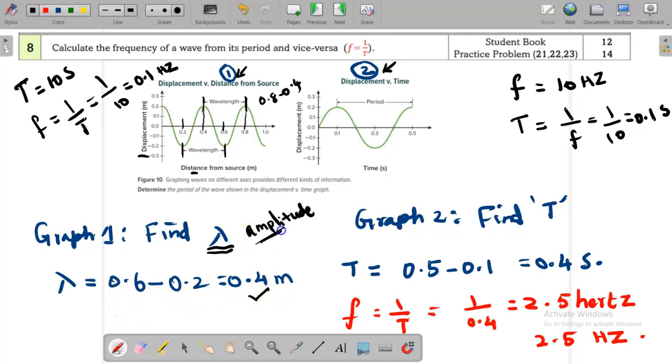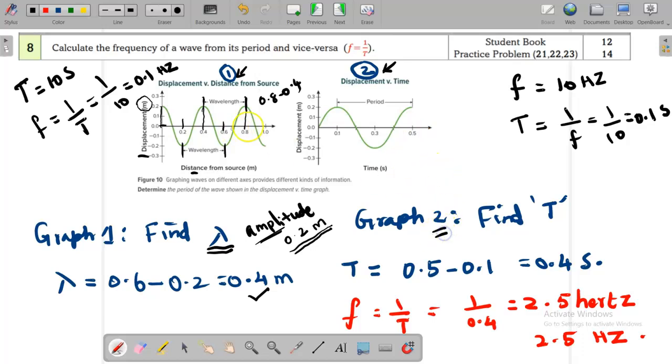What is the amplitude? The height of the wave, this one, from the mean position. So the answer is 0.2. Unit is meter. You have to check here. Maybe centimeter, millimeters will be there. You have to check always the axis, the unit in the axis.